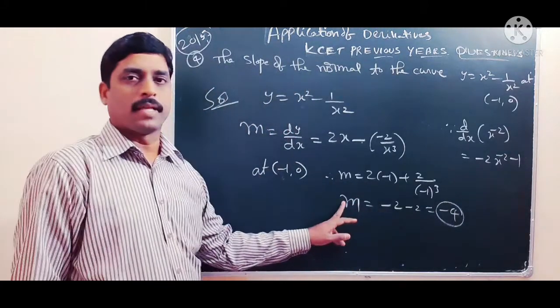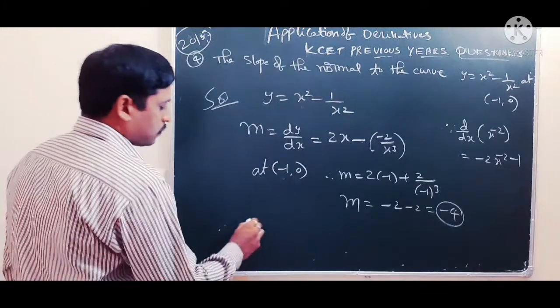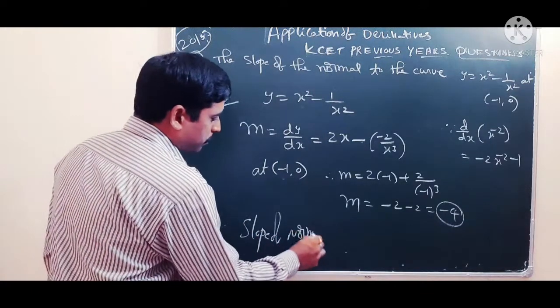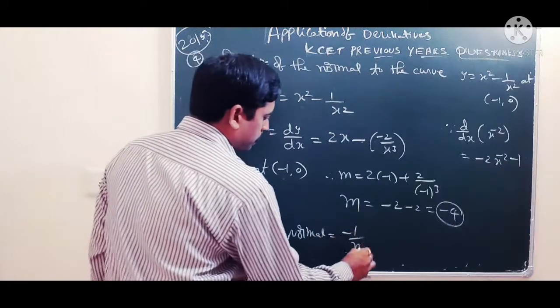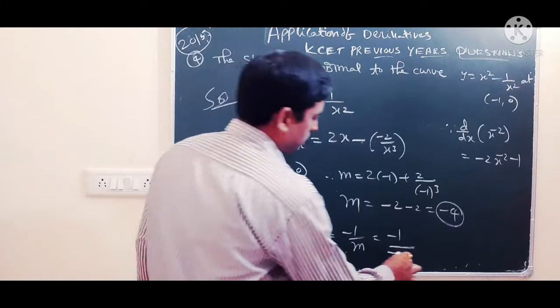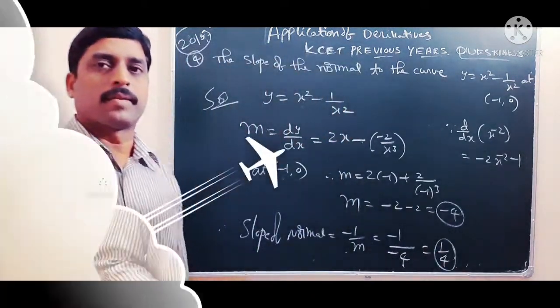What is this? Slope of tangent. But our target is slope of normal. So slope of normal formula is minus 1 by m. Minus 1 by where m value is minus 4. So this will be 1 by 4. 1 by 4 is the correct answer.